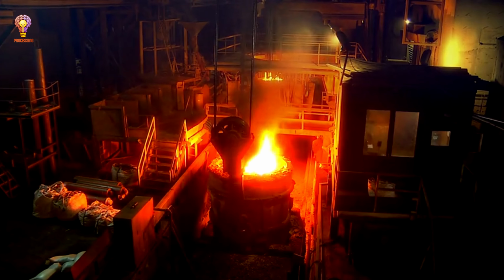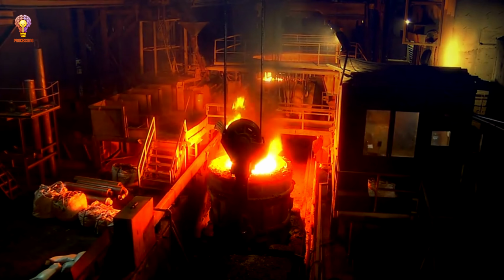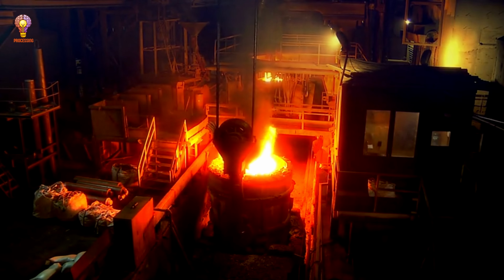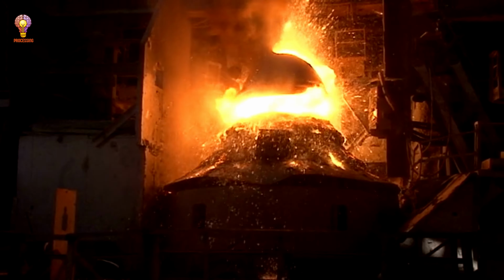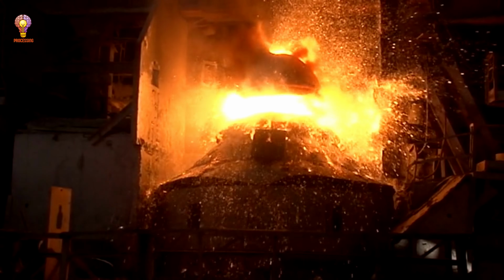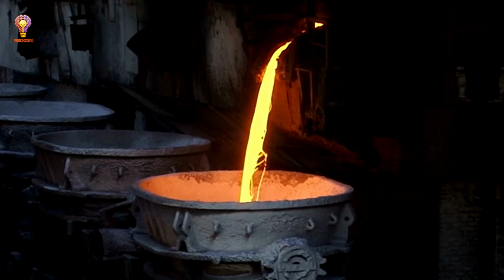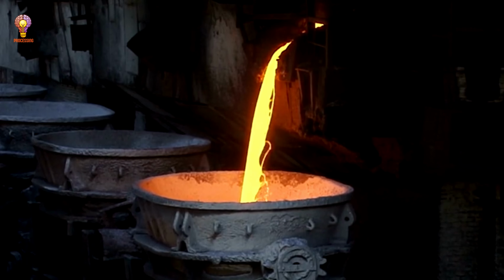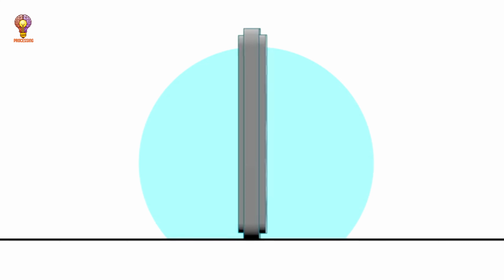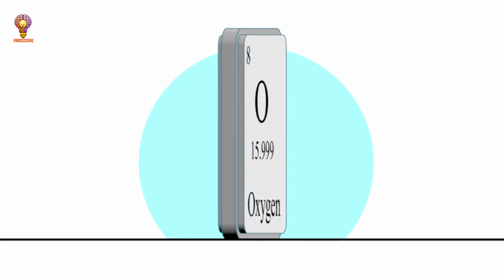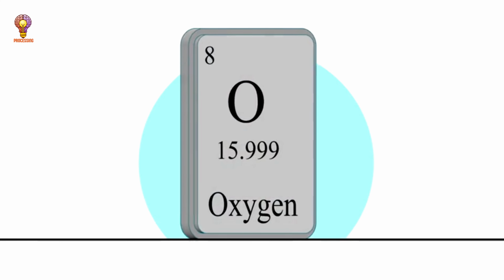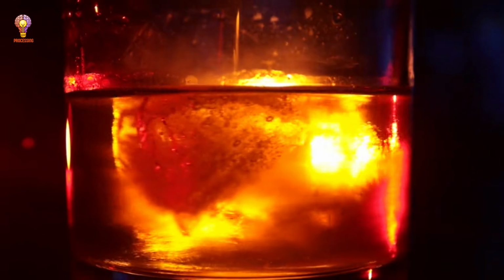Steelmaking. Basic oxygen furnace versus electric arc furnace. Basic oxygen furnace, BOF. The BOF is the traditional method used in integrated steel plants where steel is made from pig iron. In this process, molten pig iron is transferred into a large vessel called a converter, and oxygen is blown through the molten iron. The oxygen oxidizes carbon and other impurities, reducing their concentration. The reaction results in the formation of steel.